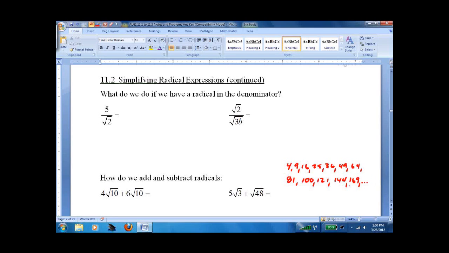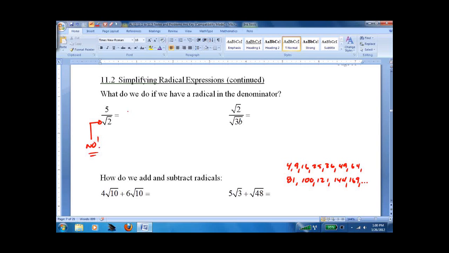Can't get any of those in there. So what's the problem? Well, the problem is we can't have a radical in the denominator. Why not? We just can't. And the reason we can't is because we won't recognize it as a like term, as another radical. So we always put it on top.